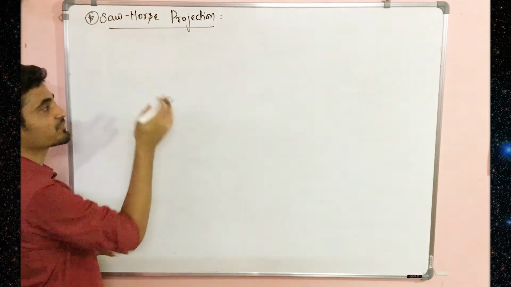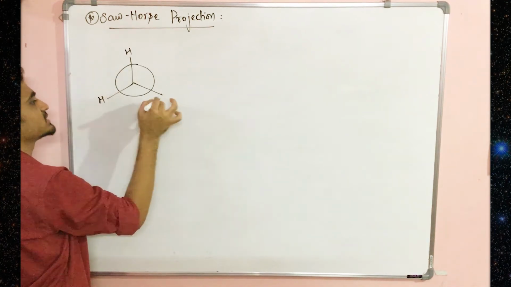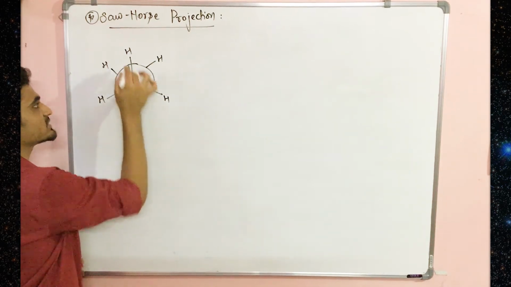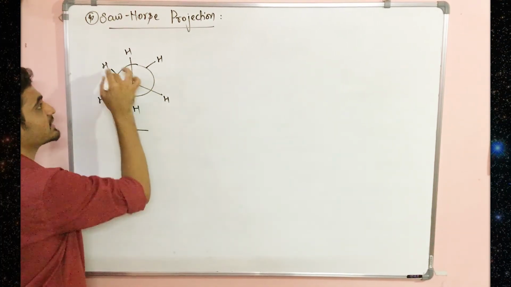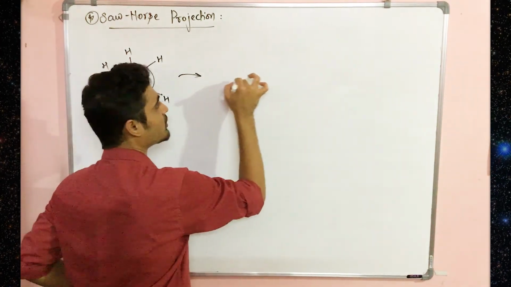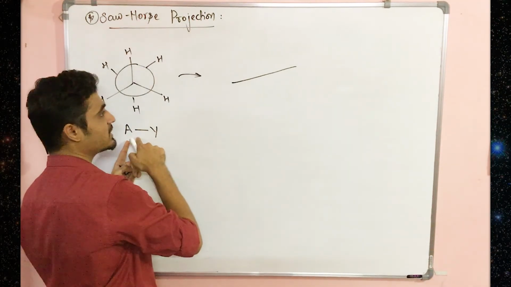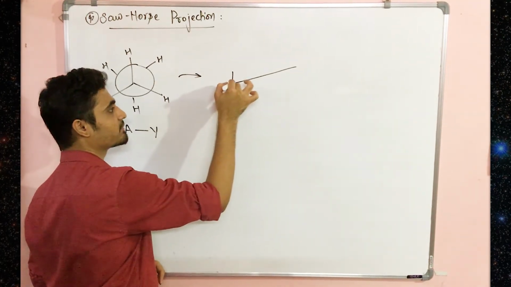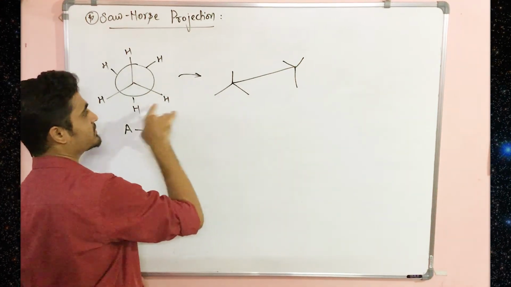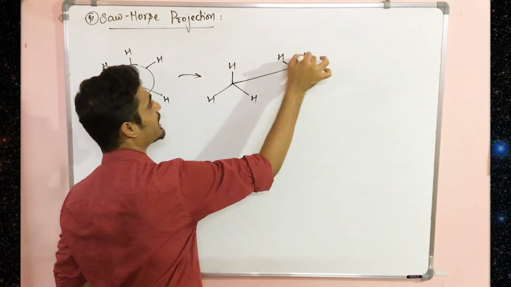Let me take an example from Newman only. Suppose this is your example: H, H, H and backside H, H, H. The first one looks like A and the other one looks like Y. So I have to simply convert it. What I'll be doing is I'll draw this bond. Now this is the carbon-carbon bond looking from the side angle. The first one is A, so draw A. The other one is Y, so let's draw Y, and simply put the groups. So H, H like this. The other ones are also hydrogens.